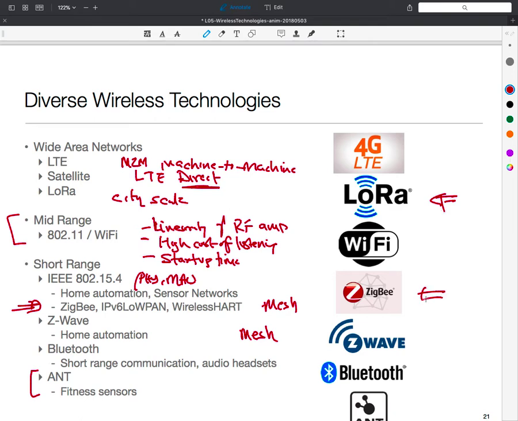ZigBee has penetrated into smart lighting, smart metering, those kinds of spaces. So let's say smart light, meter, appliance. LoRa is for city-scale stuff, so you find it in metropolitan sensing. Z-Wave is into switches, sensors, etc. for home automation.